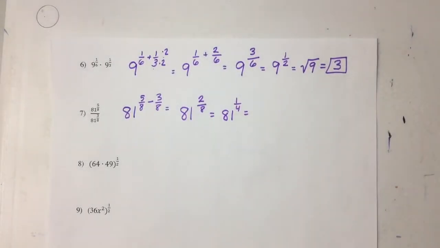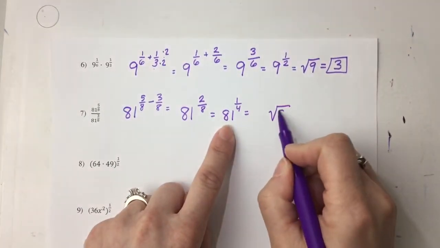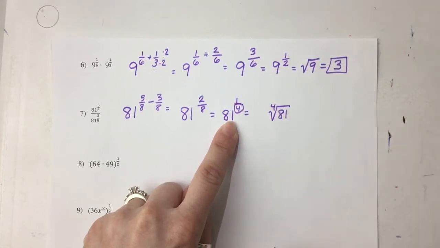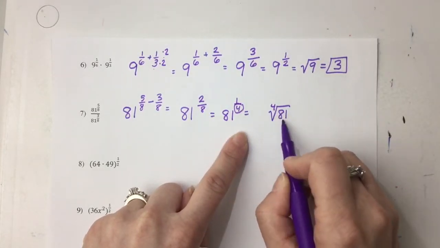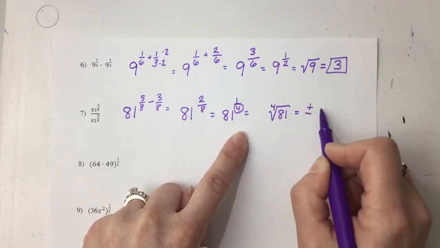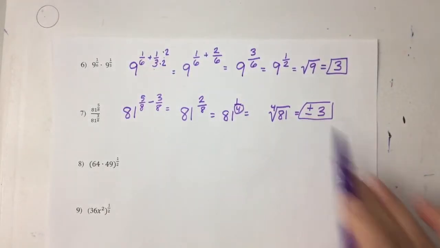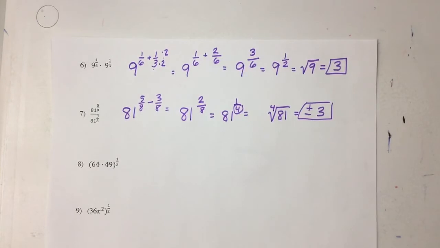Oh, back to 7.1, guys. 81 is your radicand. It goes underneath. 4 is your index. This is an even index. This is a positive number, so it's positive and negative. What number times itself 4 times gets you to 81? Well, it could be a positive 3 or a negative 3.